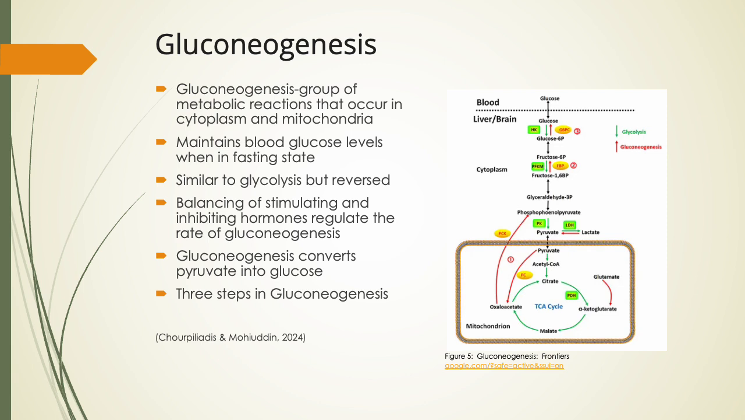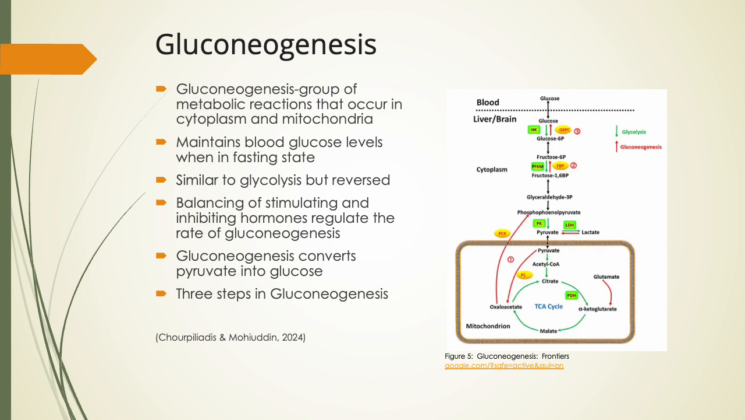Gluconeogenesis is a group of metabolic reactions that occur in the cytoplasm and mitochondria. It maintains blood glucose levels while in a fasting state. Similar to glycolysis, but the processes are reversed. Balancing, stimulating, and inhibiting hormones regulate the rate of gluconeogenesis. Glucose is the main source of energy for eukaryotes. If it is not available, organisms metabolize glucose from other non-carbohydrates.